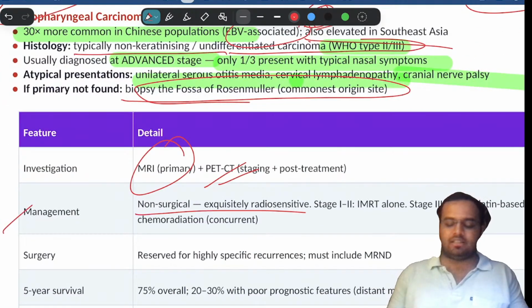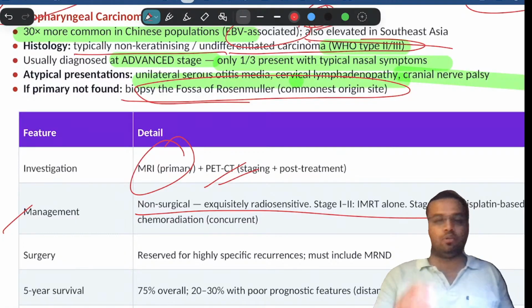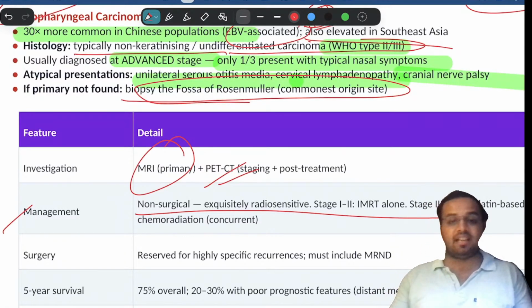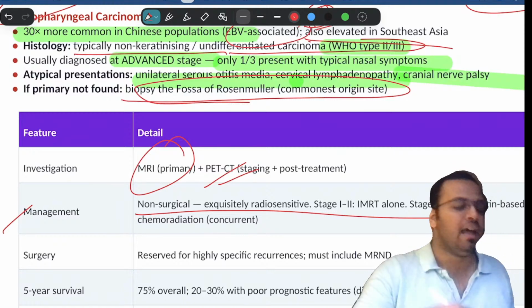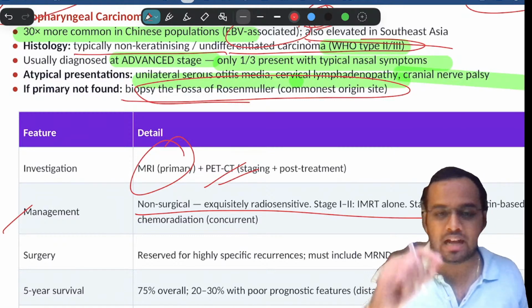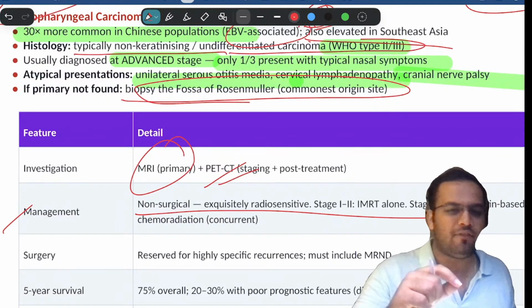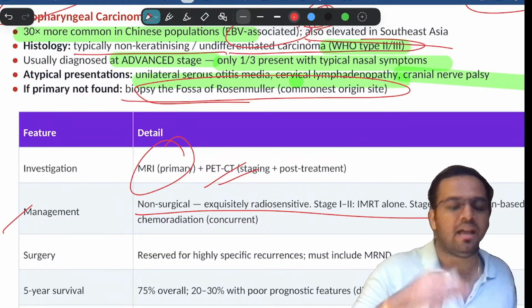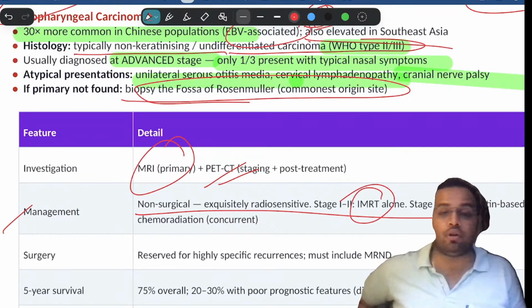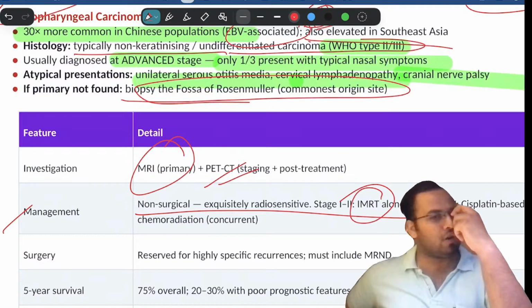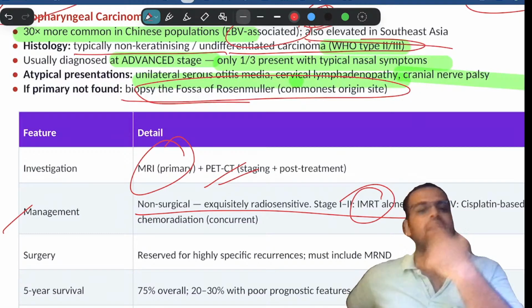Management is going to be non-surgical because we are going to diagnose the tumor in very late stages, and nasopharynx is very difficult for a radical surgery. So first, do no harm. That's what we saw in surgical ethics. Non-maleficence, first do no harm to the patient. So in stage 1 and stage 2 disease, you can go for intensity modulated radiation therapy. So we saw that focused radiation in the neck and surrounding region.